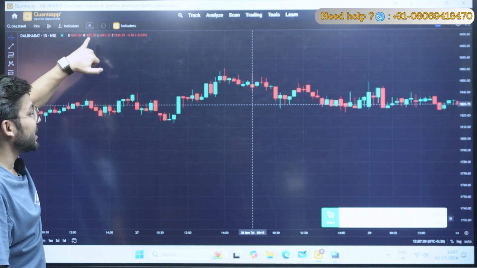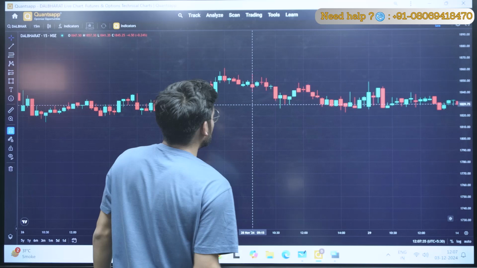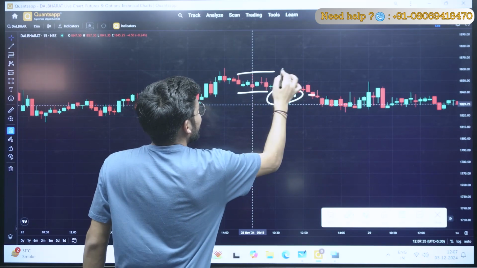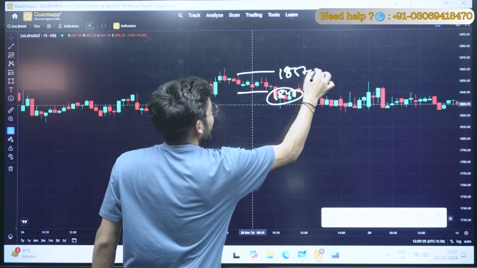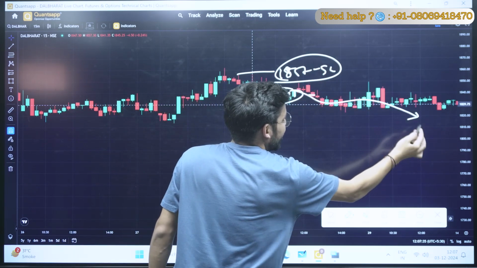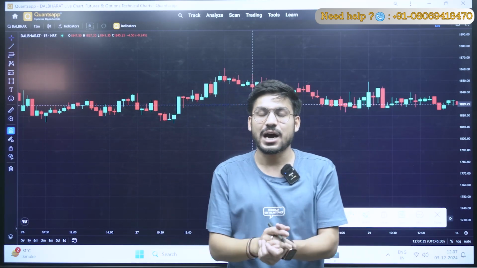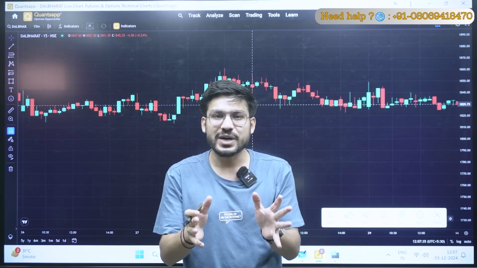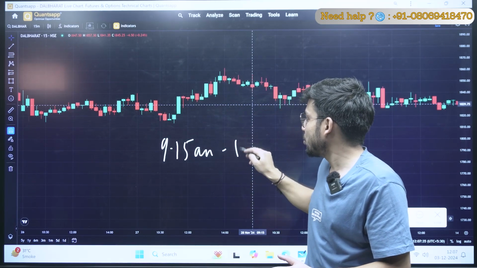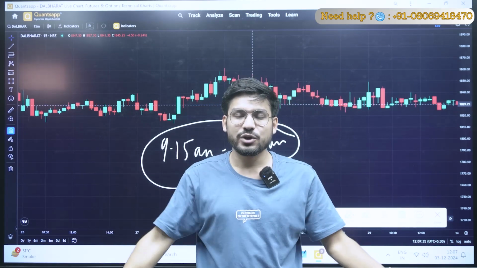The high of that candle is 1857, so 1857 will be my stop loss. So 1841 will be my entry point, 1857 will be my stop loss, and then you can see my stop loss is intact, and then the market went in the downward direction. So this is how you have to take the entry. This is how you have to use this strategy. Make sure you are using this strategy between 9:15 a.m. to 11:45 a.m. only, not after that, right? So this is how you can use this strategy.